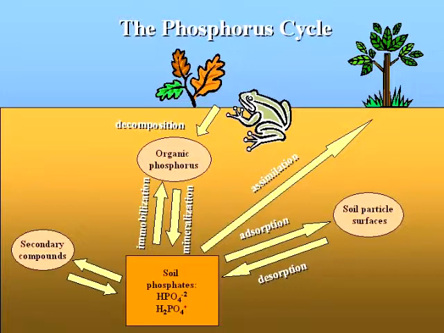Once phosphorus enters living systems, it gets converted to organic compounds like we were talking about. Things like ATP and phospholipids, nucleic acids, again, those kinds of things all have significant phosphorus components. And those can be broken down and returned to the soil as phosphates, or phosphates can also be used to manufacture these organic phosphorus compounds through processes which we can call immobilization and mineralization.